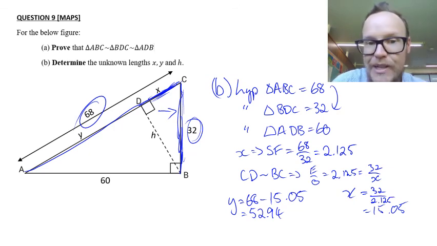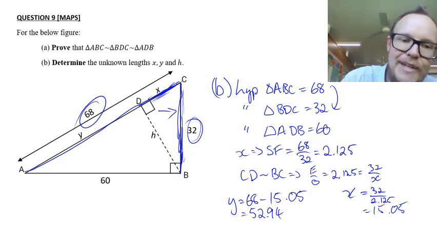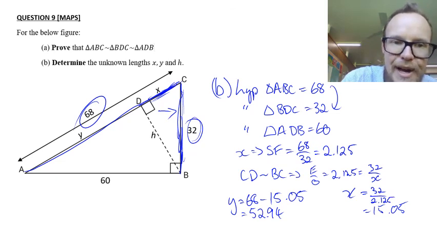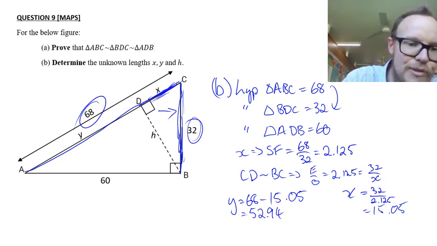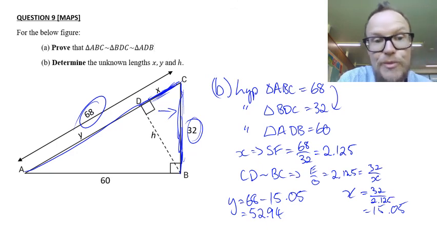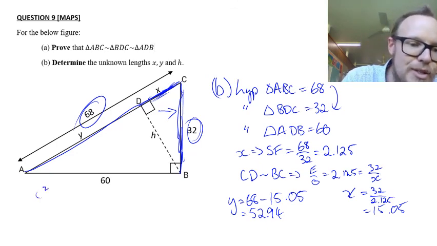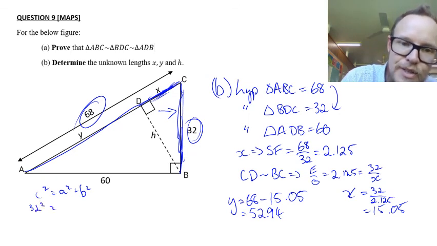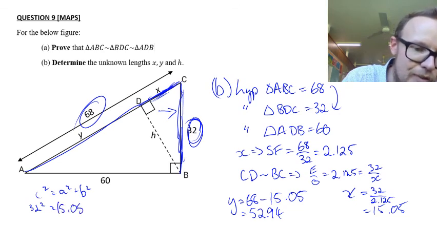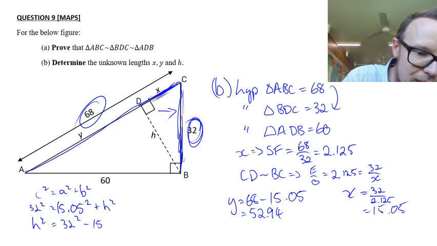Now we can use a range of different methods here, but we know that it's a right-angled triangle. So one way we could do it is we could use Pythagoras. So we could say c squared equals a squared plus b squared. So c squared is 32 squared for that triangle, because that's the hypotenuse. a squared is x, so it's 15.05 squared plus h squared. So h squared is going to be equal to 32 squared minus 15.05 squared.